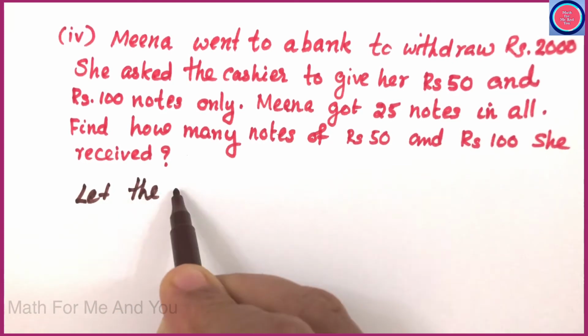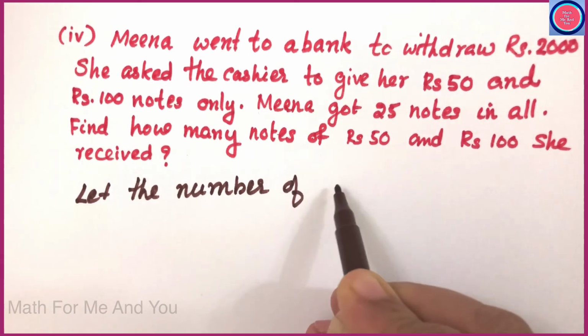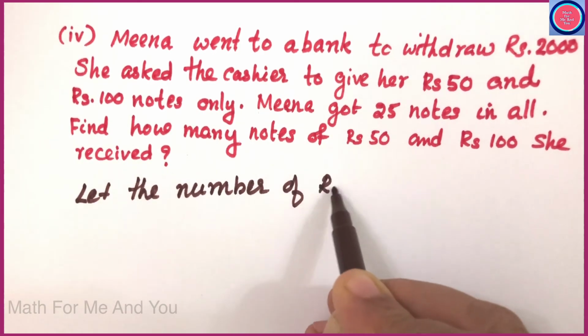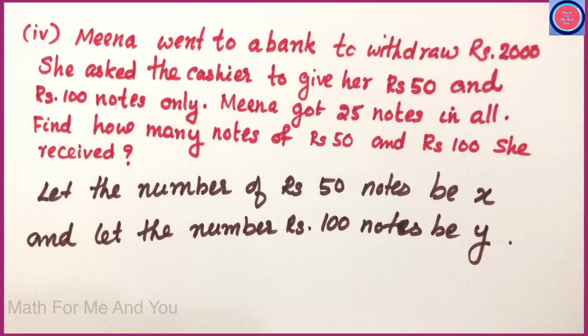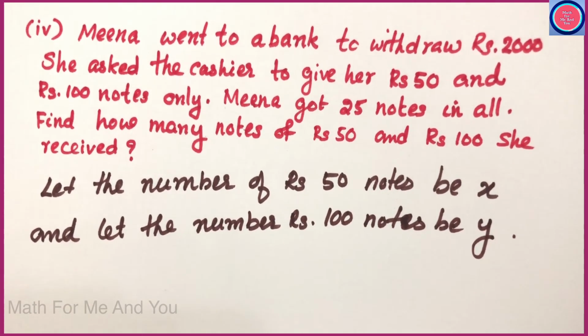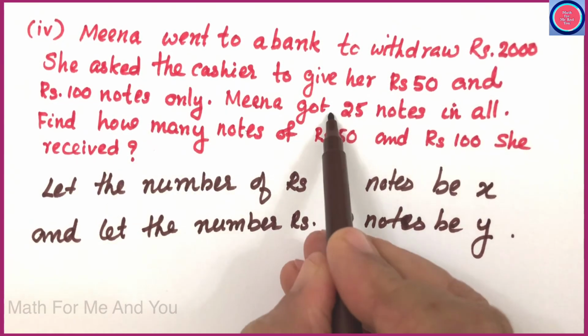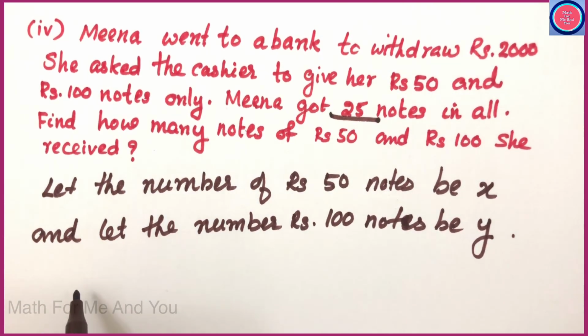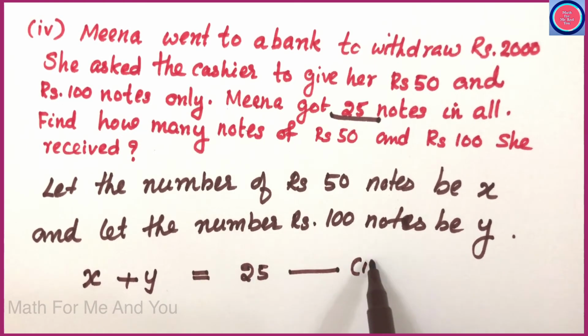Let the number of 50 rupees notes be x. And let the number of 100 rupees notes be y. So we have selected x and y. When we read the sentence, Meena got 25 notes in all, this means total notes are 25. That means x notes plus y notes, total notes is 25. x plus y is equal to 25. Equation number 1 we can put.